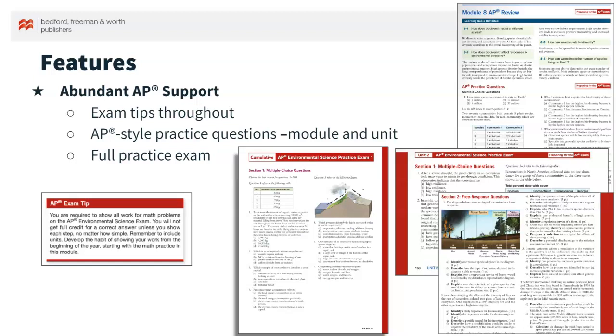containing 20 to 30 multiple choice questions and 3 free response questions. And finally, at the end of the book, there is a full practice cumulative exam that matches the actual exam in length and scope, with 80 multiple choice questions and 3 free response questions. Students can practice their test-taking skills all year long, so they'll be ready for the exam in May.